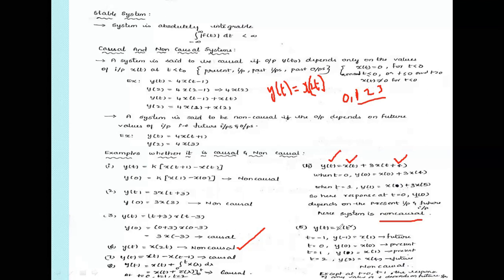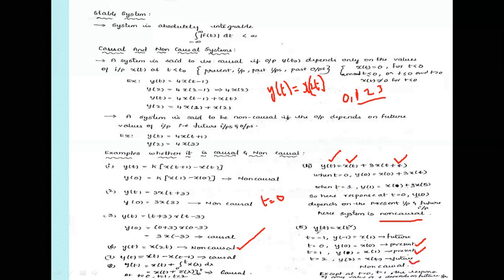Okay. And y of t is equal to x of t square. When t is equal to 0, y of 0 is equal to x of 0. It's causal only, it's a present input. And t is equal to 1, y of 1 is equal to x of 1. It is also a present input. When t is equal to 2, it means x of 4. So y of 2 is equal to x of 4, which depends upon a future input.